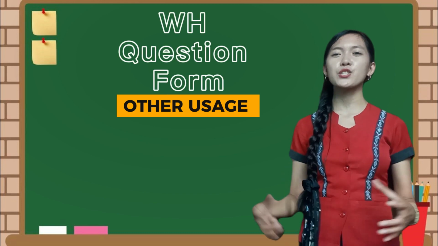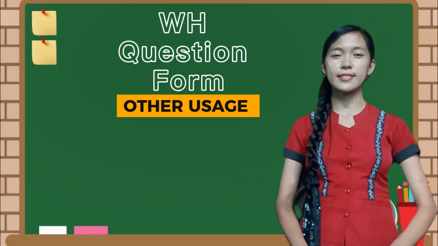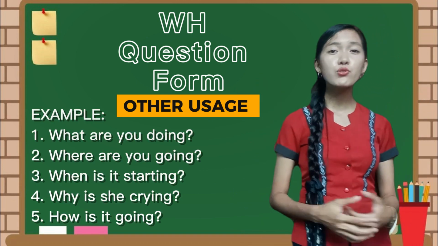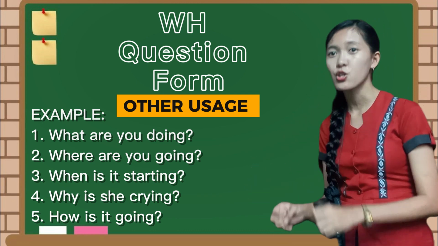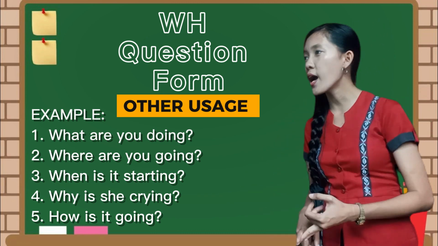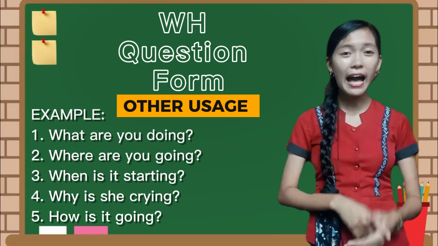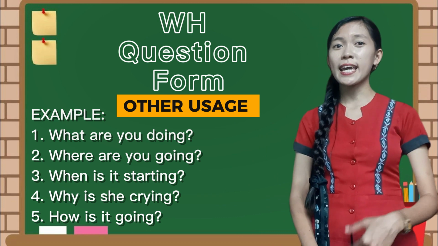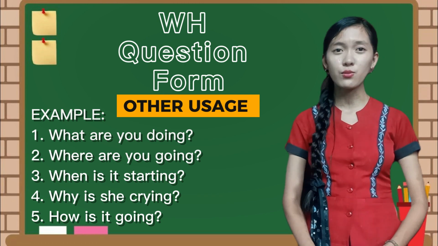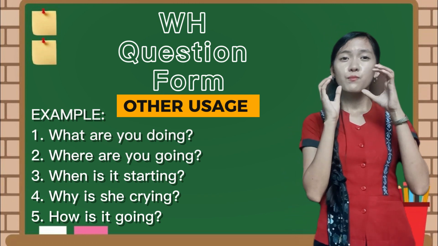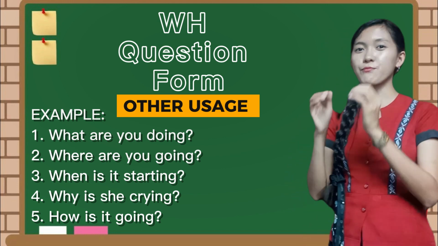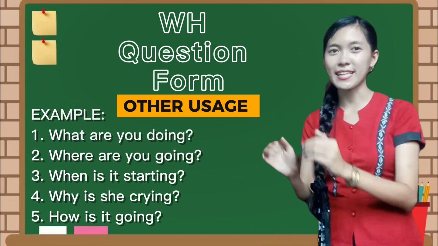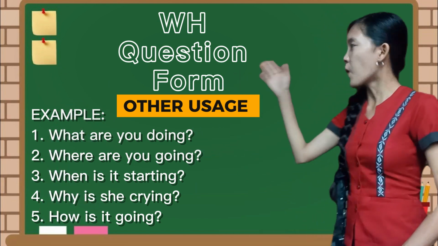Now, let's talk about the WH question form for the present continuous tense. I have some examples here. In the present continuous tense, we can also form questions using WH words such as what, when, where, who, why, and how. The structure for forming a WH question in the present continuous tense is as follows. First, you put the WH word, followed by the be verb, and then the subject and then the verb with ing. So for example, what are you doing?